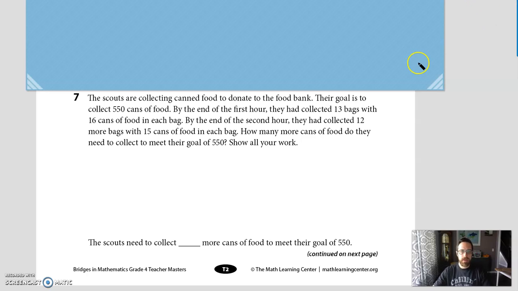All right, so now we got to think, okay, what is the big question asking? Well, how many more cans of food? And usually when you see how many more, that means it's going to be a subtraction problem. But what do we know? We know their goal is 550.